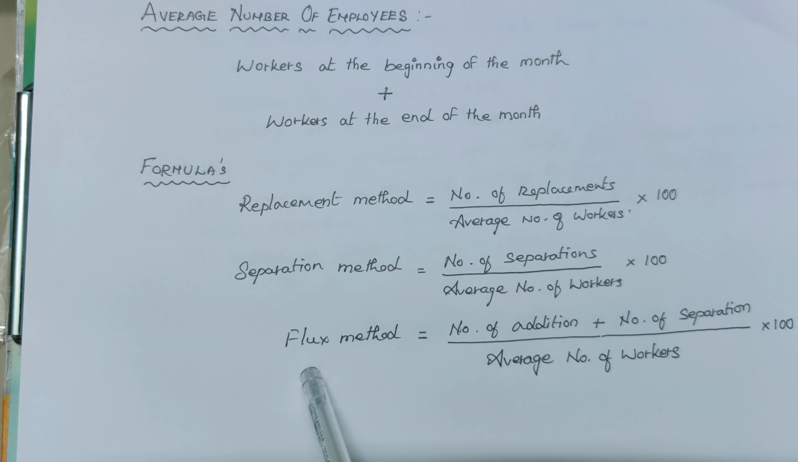And the third one is the flux method. Here, the number of additions plus number of separations divided by average number of workers into 100. These are the three formulas for calculating the labor turnover ratio.